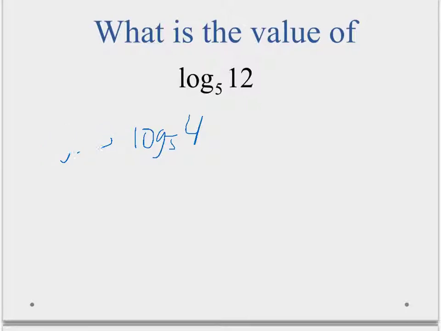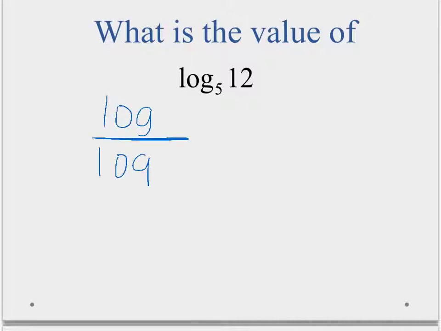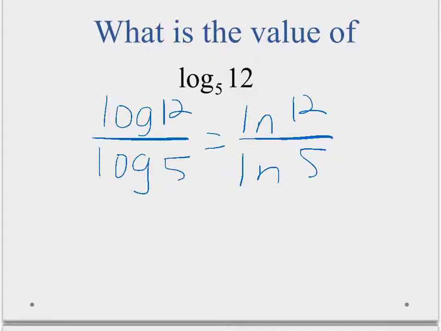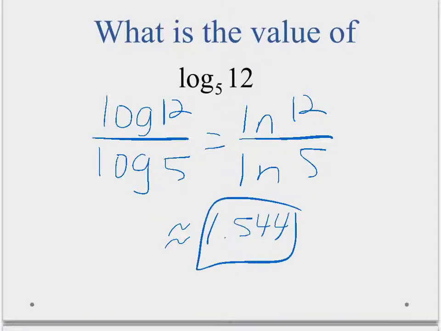So the only other way that we know how to calculate that log is to change the base. Right? And we can change it either to log base 10 or ln. Either way, we have those buttons on our calculator. So we need to change the base, right? The number 12 goes on top, and the number 5 goes on the bottom. And then we have to plug that into our calculator. And you get something like 1.544. Remember that this is the change of base formula.